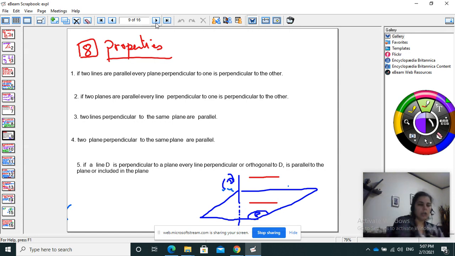Here we are working with the plane. So if two lines are parallel, any line perpendicular to the plane perpendicular to the first line is perpendicular to the second line.